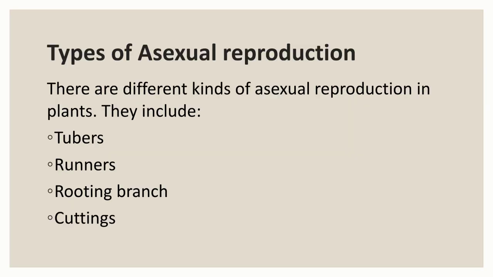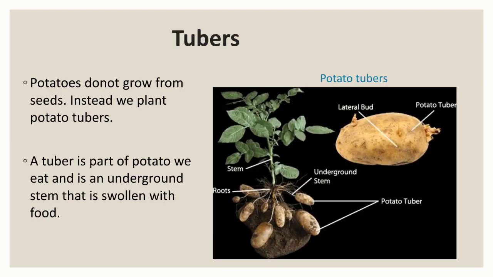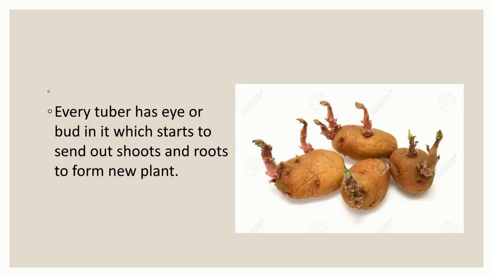There are many different kinds of asexual reproduction in plants, like tubers, runners, rooting branch, cuttings, etc. First, we are going to talk about tubers. Potato plants are not grown from seeds, but instead we plant potato tubers. A tuber is an underground stem that is swollen with food. Each tuber has eyes on it.